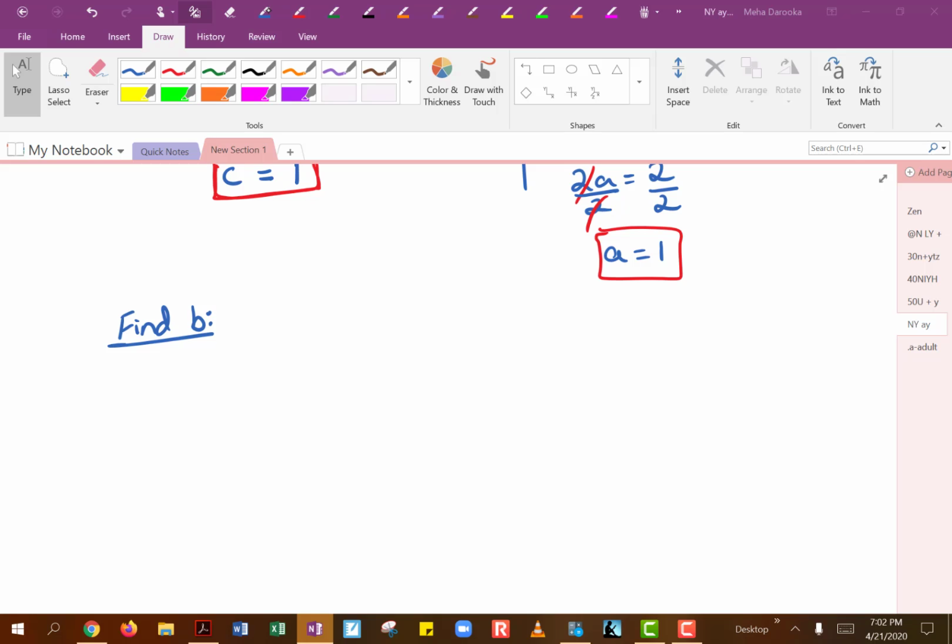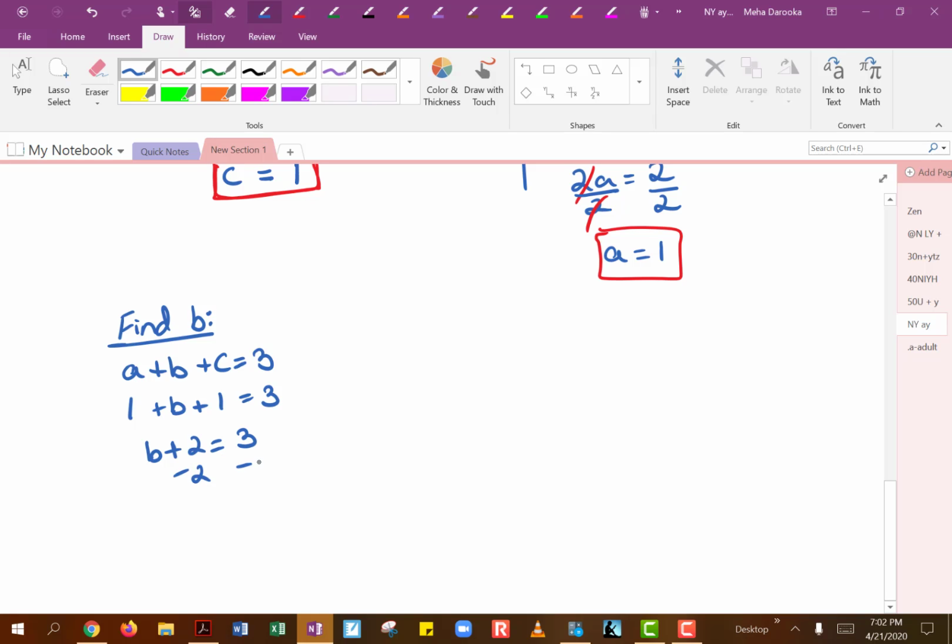So a plus b plus c equals 3. We know a is 1, c is 1. So of course 1 plus 1 will add up to 2. When we subtract 2 on both sides to get b by itself, this is interesting. Looks like b also came out to be a value of 1. So you've got a equals 1, b equals 1, and c equals 1.